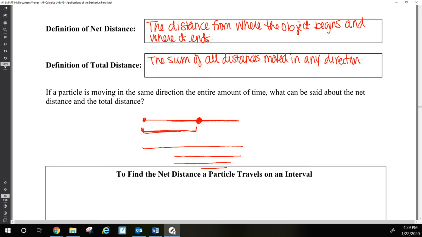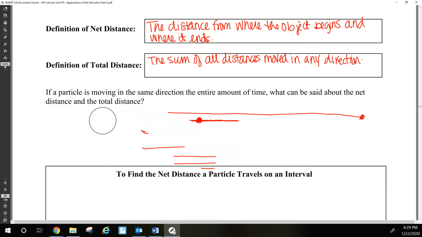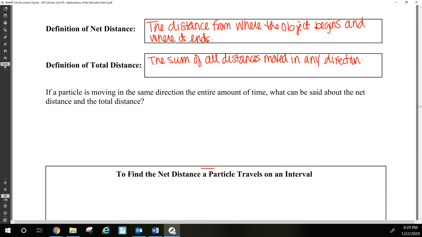It says if a particle is moving in the same direction the entire amount of time, what can be said about the net distance and the total distance? So this was the case when we moved back and forth. What happens if I move this way? I speed up, I slow down, I speed up, I slow down. What about our net distance and our total distance? Does it change or are they the same? They're the same because I never backed up. Your net distance only comes into play if you're going two different directions. If you're going in the same direction the entire time, the net distance will equal the total distance.